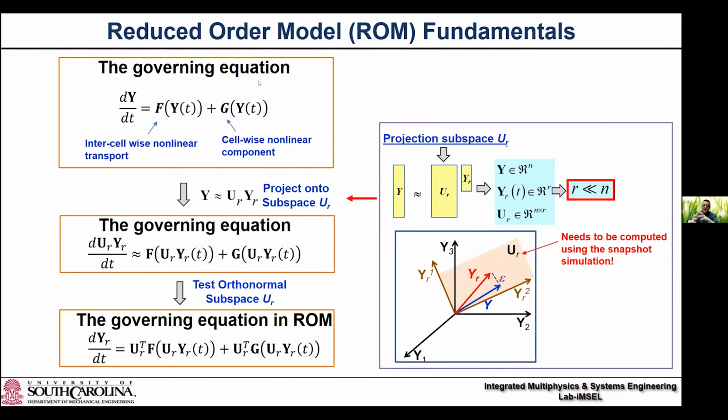As I mentioned, we need to go to the details of the reduced model. I want to introduce some fundamentals of a reduced model. Now let's look at this governing equation. This is the ODE set. Y is the dependent variable, and t is time. We can separately consider two kinds of nonlinearities. One is called the intercell nonlinearity, for example transport phenomena, let's say heat flux.